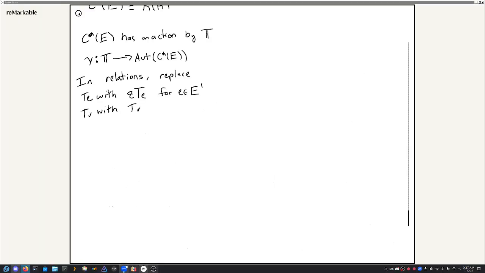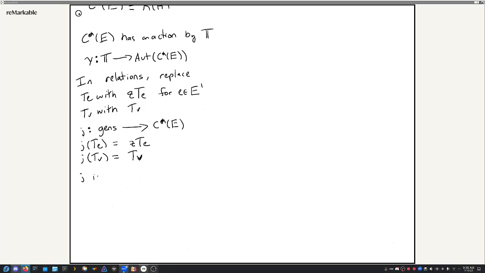Anyways, you define this function, if you will, j from the generators into C star of E, which sends T sub E to Z T sub E and T sub V to T sub V. Then J itself is a C star representation of the graph C star algebra.